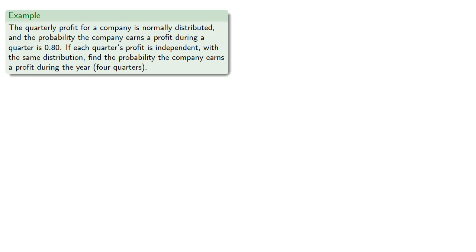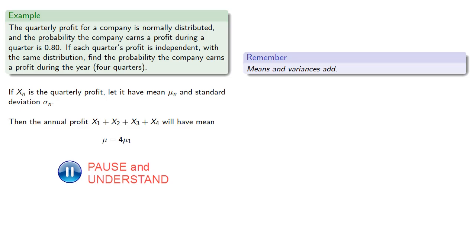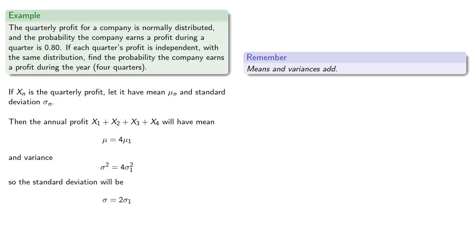Or let's suppose the quarterly profit is normally distributed and the probability that the company earns a profit is 0.8. If each quarter's profit is independent with the same distribution, find the probability the company earns a profit during the year, that's 4 quarters. So if x1 is the quarterly profit, let it have mean mu 1 and standard deviation sigma 1. So remember, means and variances add, so the annual profit will have mean 4 mu 1 and variance 4 sigma 1 squared, so the standard deviation will be 2 sigma 1.